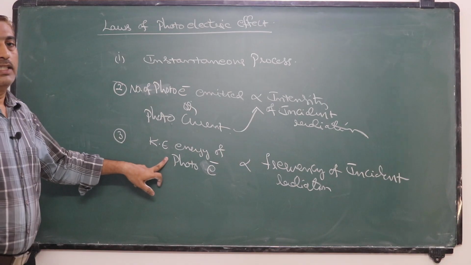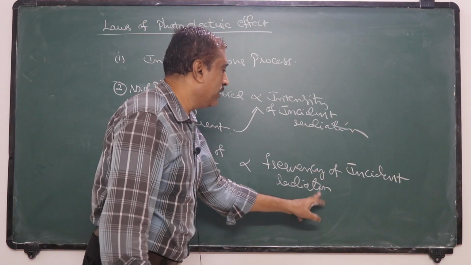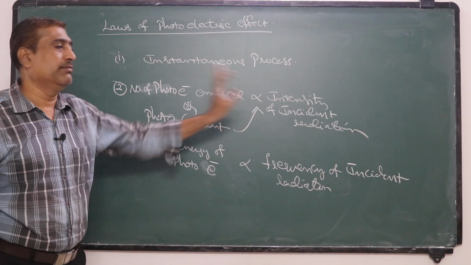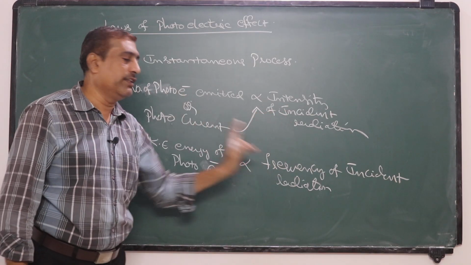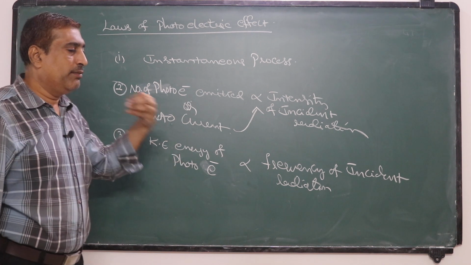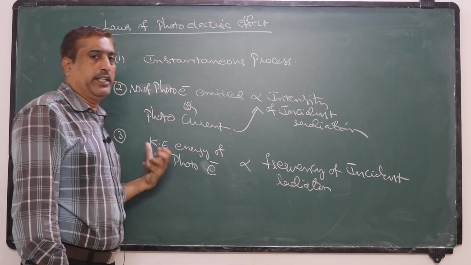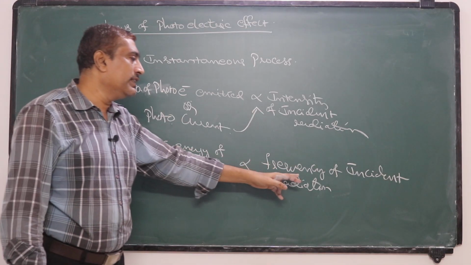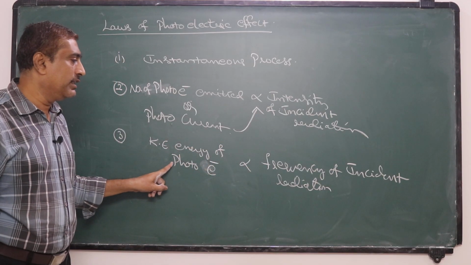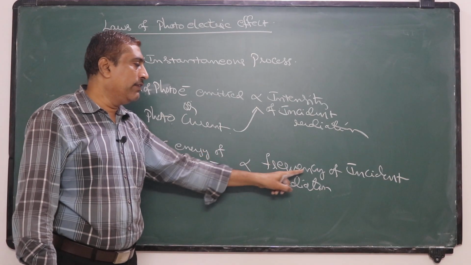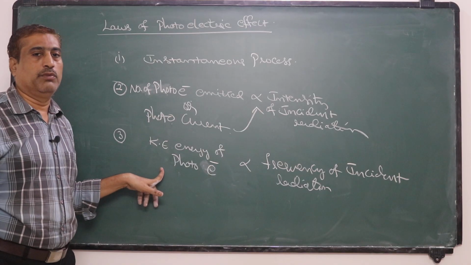That means the kinetic energy of the photoelectrons emitted is proportional to the frequency of incident radiation, whatever may be the intensity. It is independent of intensity. Even if a very intense light is incident, if the frequency is low, the kinetic energy of the electrons will be low. So the kinetic energy of the electrons depends on the frequency of incident radiation. If the frequency is more, the kinetic energy of the photoelectrons is more.